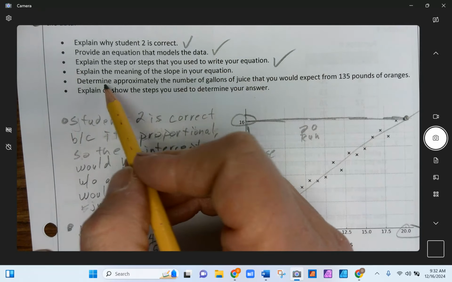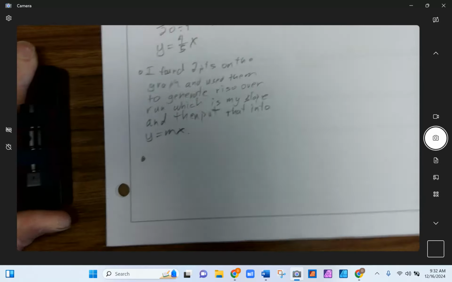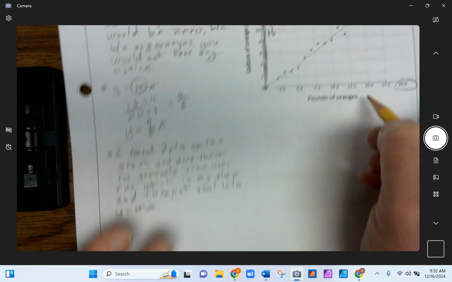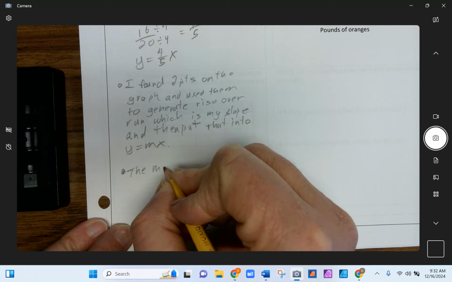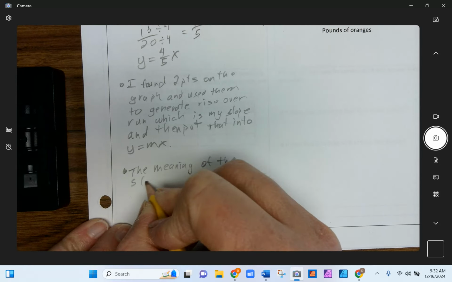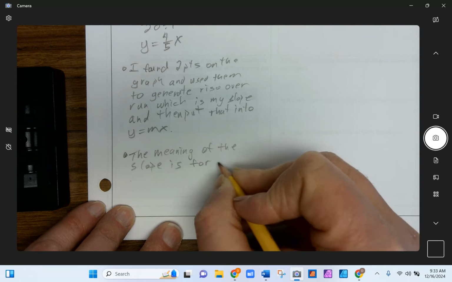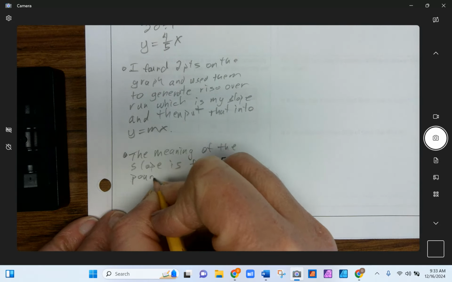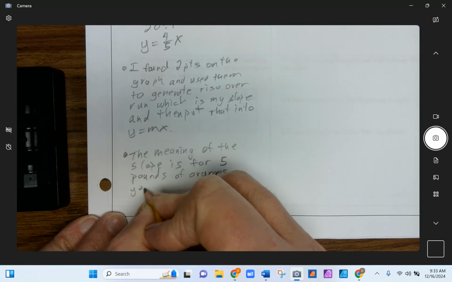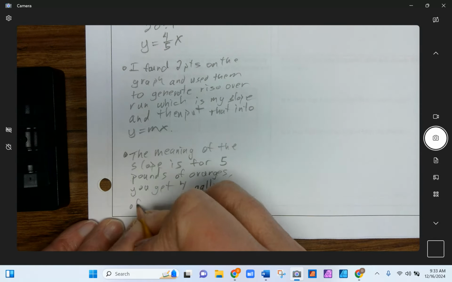Number 3: Explain the meaning of slope in your equation. Well, if we look at this, it's 4/5. So it's 4 gallons of orange juice per 5 pounds of oranges. So the meaning of slope is, let's start with the x value because that's the independent variable: for 5 pounds of oranges, you get 4 gallons of juice.